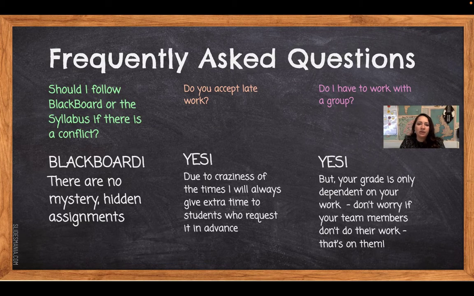All right, a few frequently asked questions about the course. Should I follow Blackboard or the syllabus if there's a conflict? Follow Blackboard. Blackboard is the most up-to-date place. There are no secret assignments. I know students have told me, well, there was something on the syllabus and it wasn't on Blackboard, so I didn't do it, and then the professor said I got a 0. There are no secret assignments. Everything is on Blackboard, I promise.